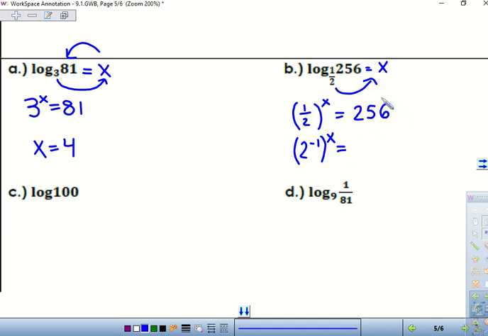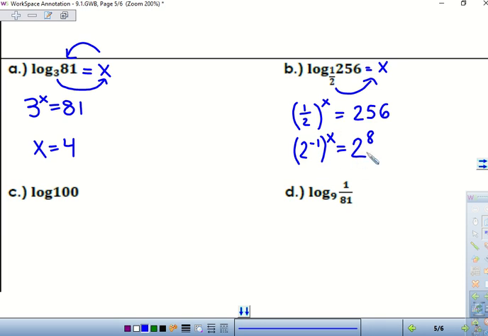Now, how could we rewrite 256 so it has a base of 2? 2 to what power is 256? Any guesses? Bigger than that. So 2 to the 5th power is 32. 2 to the 8. Very good. 2 to the 8th power. So this is one of those things you've got to kind of trial and error.